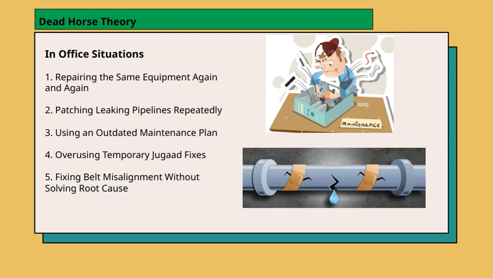It's like putting a patch on a leaking pipe without fixing the underlying cause. Finally, fixing belt misalignment without solving the root cause is a classic example. We adjust the belt, it works for a while, but the misalignment keeps coming back because we haven't addressed what's causing it, maybe a worn pulley or improper installation.